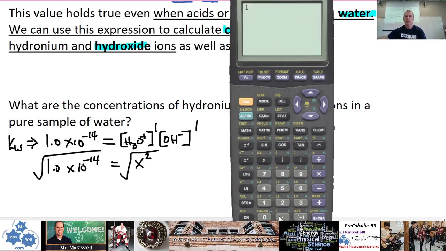So 1.0, and you're going to want to use your scientific notation exponent button, times 10 to the power of. In this case, it's my EE button. I'm going to do negative 14. And whoops, I have to take the square root of that. So let me just hit equals so I can reset the square root of my answer there. In this calculator, you have to put the square root first. And so the square root of this is 1 times 10 to the negative 7.